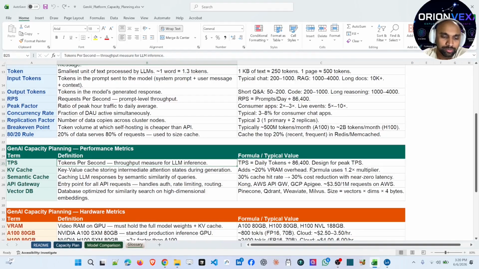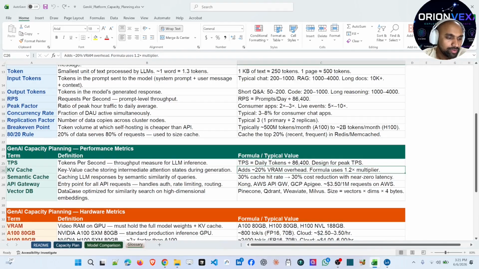Suppose you have an initial requirement of around 10 GB; we need to consider about 12 GB. That is 1.2 times the video RAM. VRAM is video RAM. Then semantic cache, caching the LLM response by semantic similarity of the queries. This similarity cache is going to reduce the cost. We are going to cache with a 30% hit rate, 30% cost reduction with zero latency, whereas this KV cache is going to increase the cost.